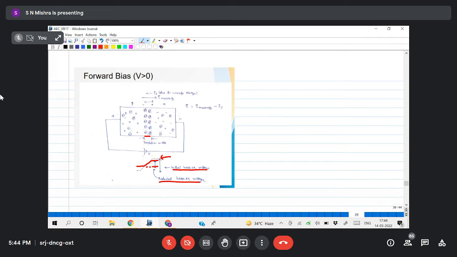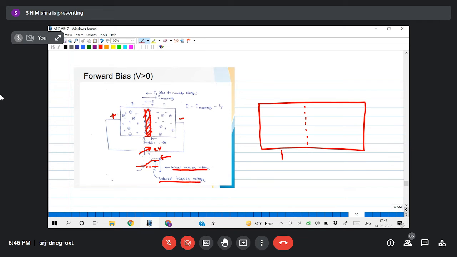Now, if I increase the voltage further, it will reduce this barrier also. Suppose I earlier connected 2 volt, now I increase it to 5 volt. With more positive potential and negative potential applied, more holes will move to the junction, and all these ions will neutralize. I will not find any depletion region across the junction. So this is the difference.